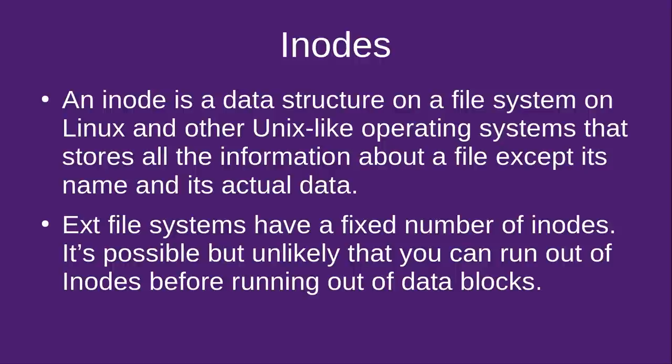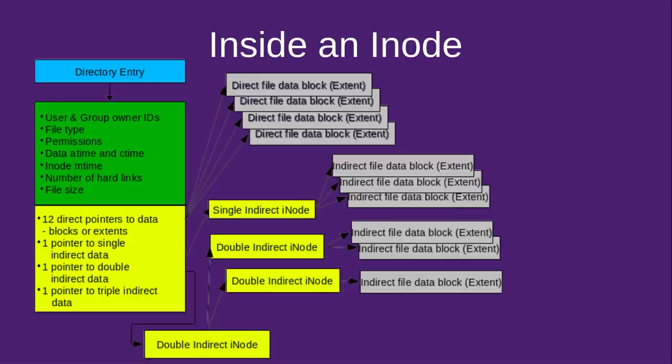So let's take a look at what's in an inode. An inode contains a lot of information about a file. It has the access time on the file. It has who owns it. It has the permissions for that file in there. And then it has the links to the data itself.